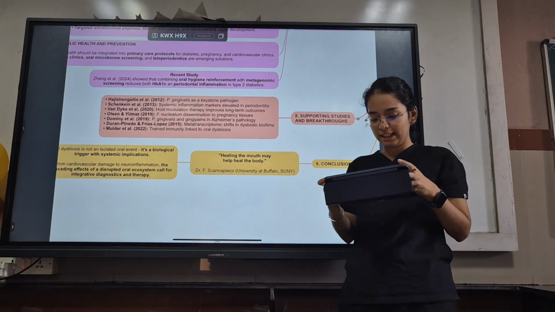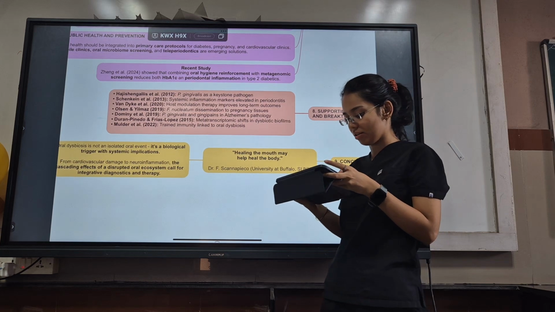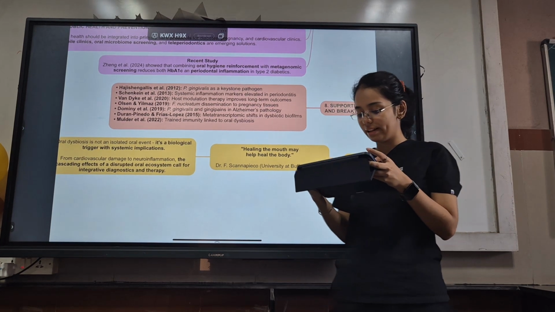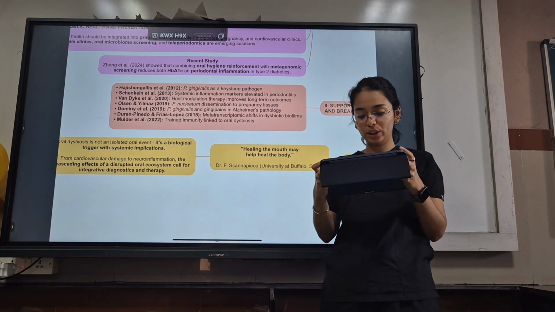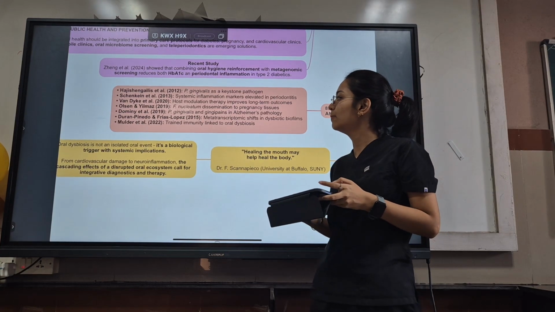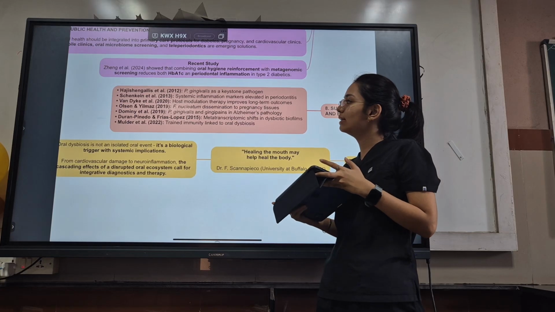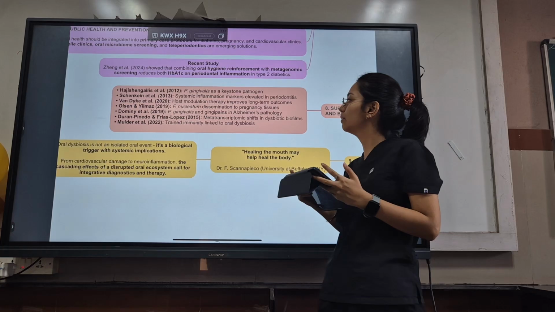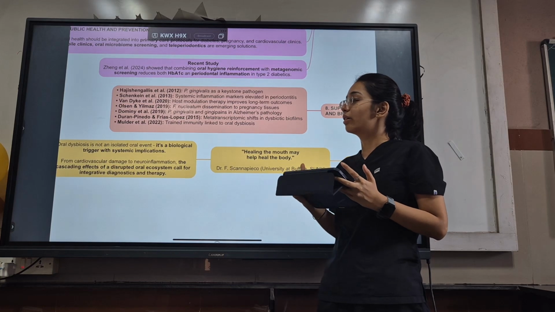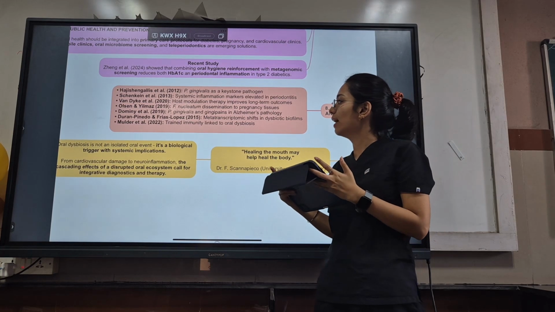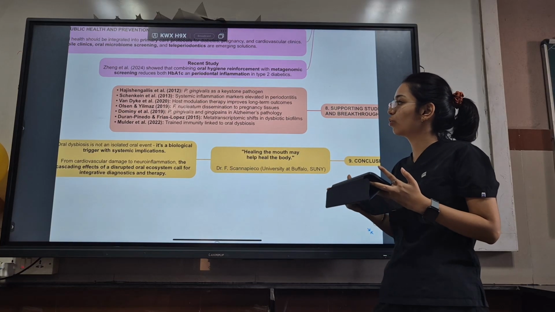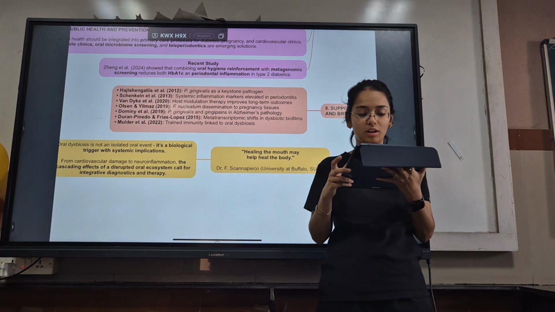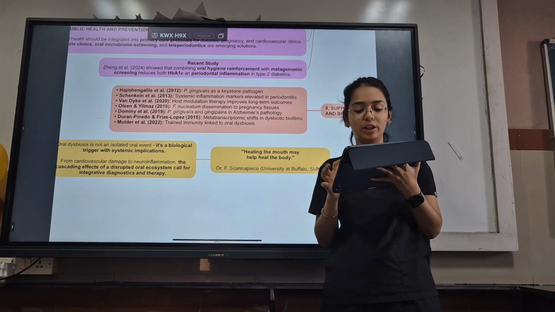These are the other supporting studies. A very recent study by Mulder et al. showed that trained immunity is linked to oral dysbiosis. There was another study by Olsen and Ilmas et al., which stated that Fusobacterium nucleatum got disseminated to the pregnancy tissues. And there's another study where metatranscriptomic shifts were found in dysbiotic biofilms.